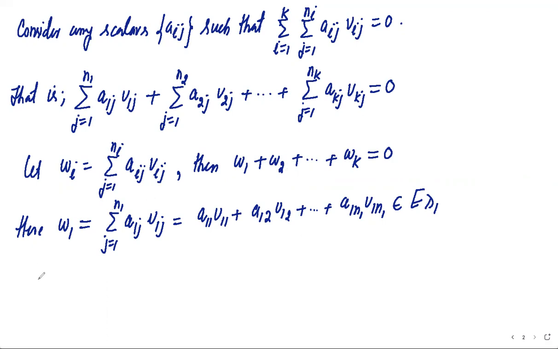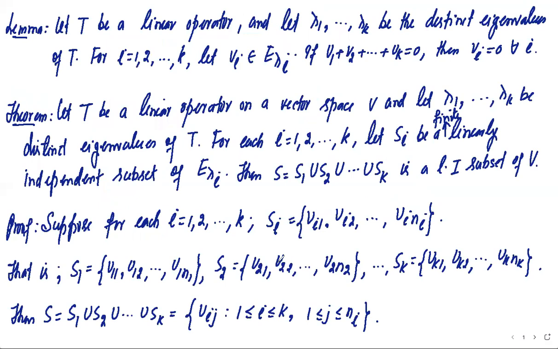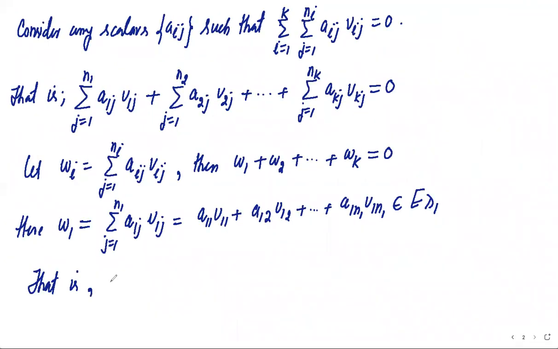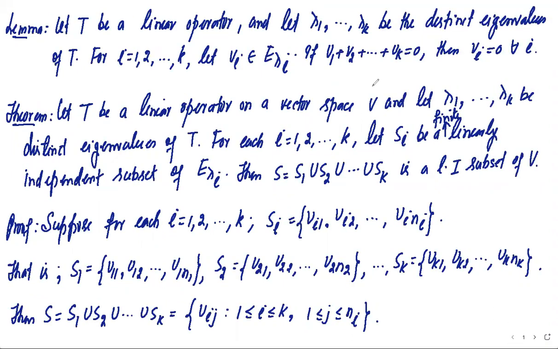Similarly, we can show W2 is a linear combination of the vectors from S2 and so on. So that is, this Wi belongs to the eigenspace of lambda i. Now we have these Wi's from the eigenspaces of lambda i's, and lambda i's are the distinct eigenvalues. So using this lemma, where we had chosen the eigenvectors from the different eigenspaces corresponding to distinct eigenvalues, their sum equal to 0 means that this is a linear combination where each of the coefficients is equal to 1. Then this linear combination equal to 0 means that every wi is equal to 0.